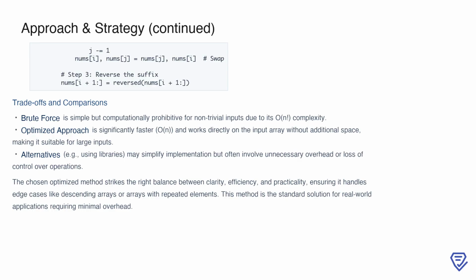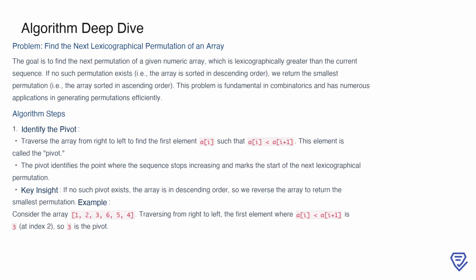To solve the problem of finding the next lexicographical permutation of an array, we aim to determine the next permutation that is just slightly greater than the current sequence. If the array is already sorted in descending order, meaning no greater permutation exists, we simply return the array sorted in ascending order, which is the smallest permutation. This concept is widely applicable in combinatorics, particularly for efficiently generating permutations.